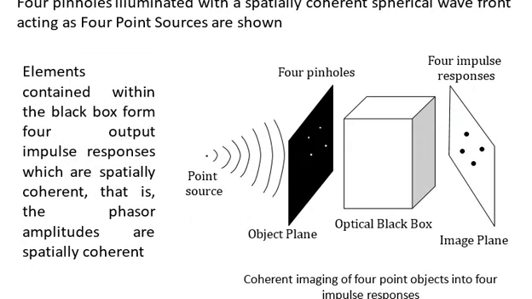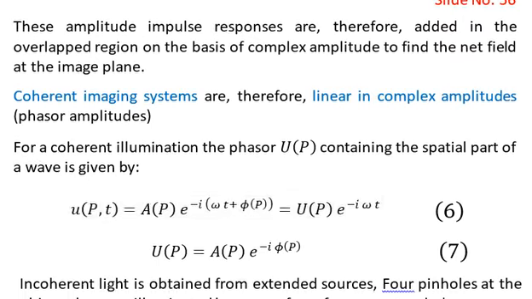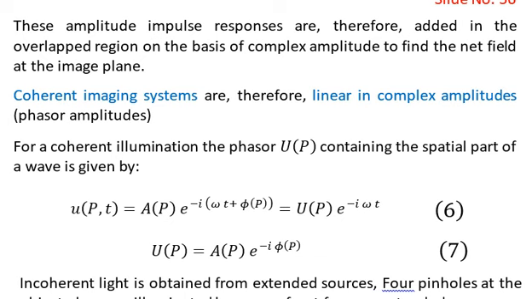In this figure, the 4 pinholes acting as 4 point sources are very well separated from each other, and similarly the corresponding 4 images are also very well separated. But suppose the 4 pinholes at the object plane are very close to each other. Then it might be possible that there is an overlap between the 4 image points at the image plane. When there is an overlap, in the overlapped area we shall add the amplitudes, not the intensities. The amplitude addition will take place because the system is a coherent system. So coherent imaging systems are linear in complex amplitudes, that is, the phasor amplitudes will be added.